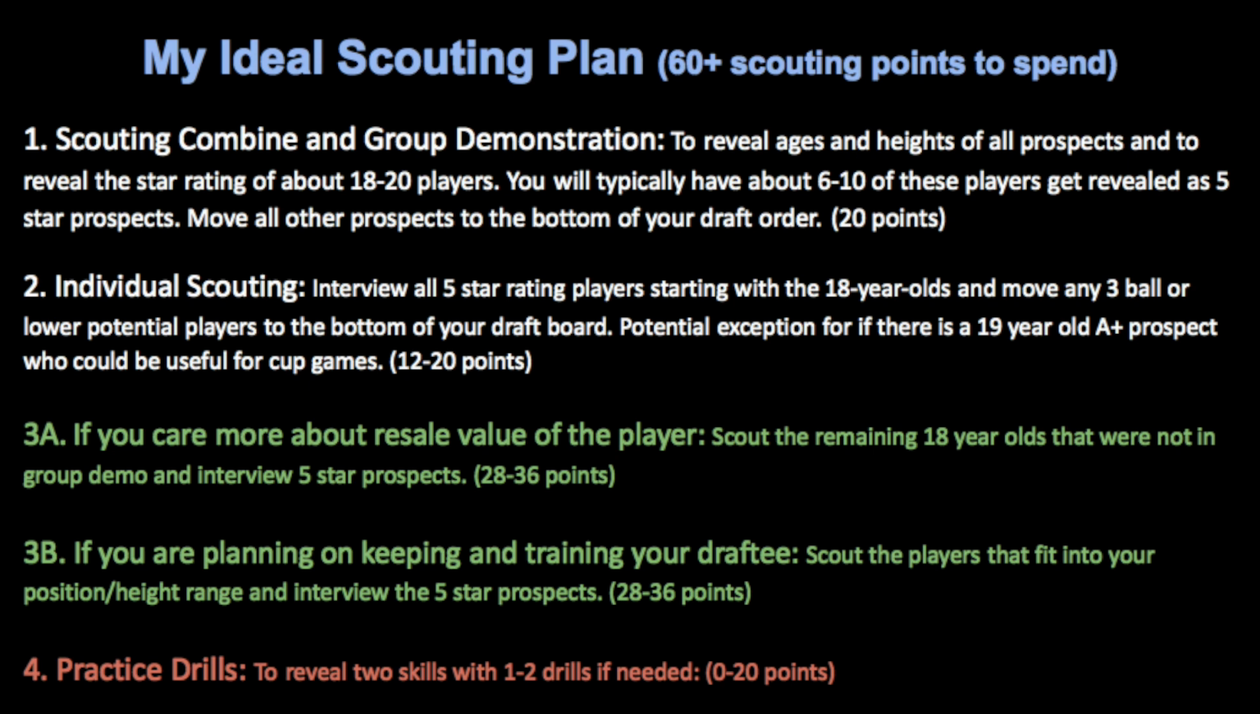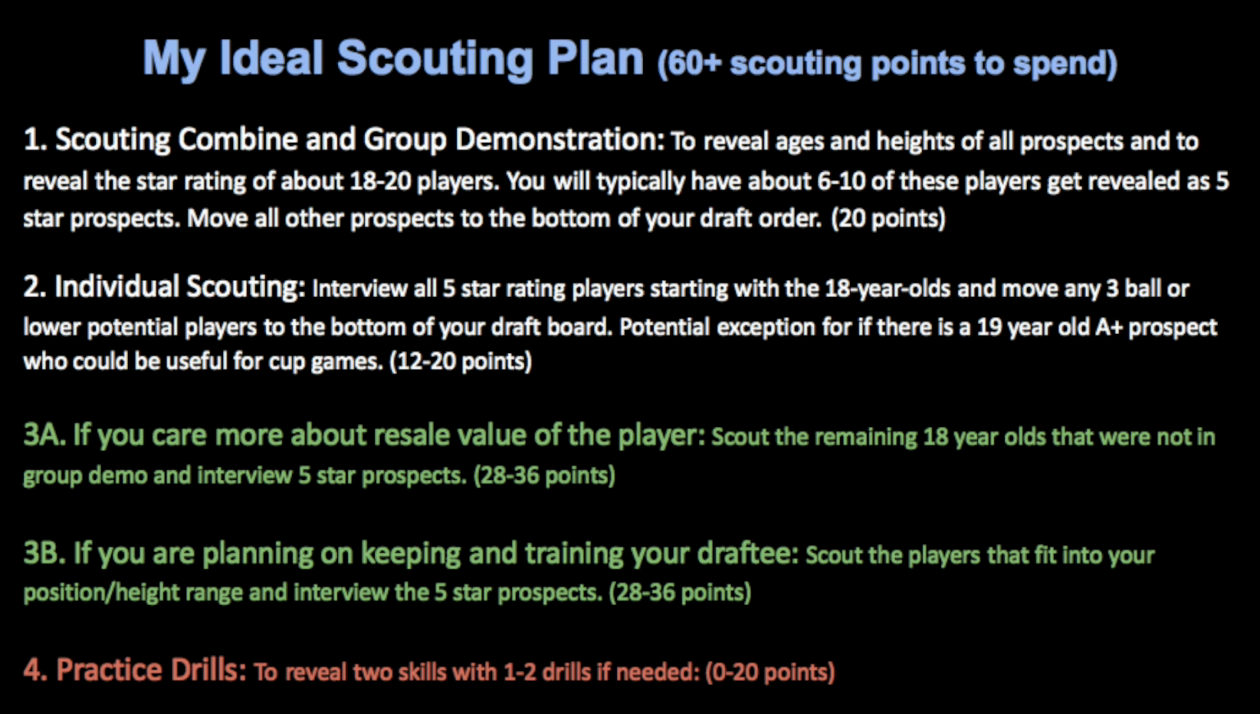Once you do the scouting combine and group demonstration, once again, you can interview all 5-star rating players from the group demo and move all those 3-ball potential players to the bottom of your draft board again. And then, depending on which route you're trying to go for your prospects, there's kind of 2 different ways that you can go about the next step here. So if you care more about the resale value of the player, scout the remaining 18-year-olds that were not in the group demo and interview all of the 5-star prospects.